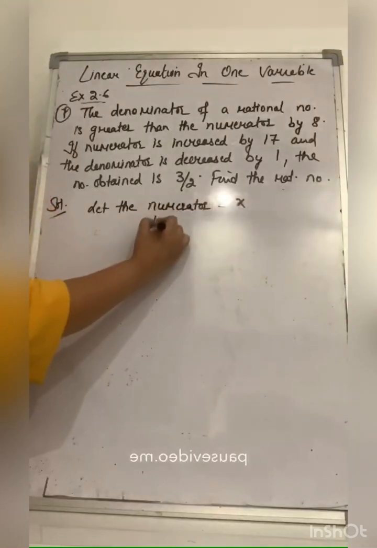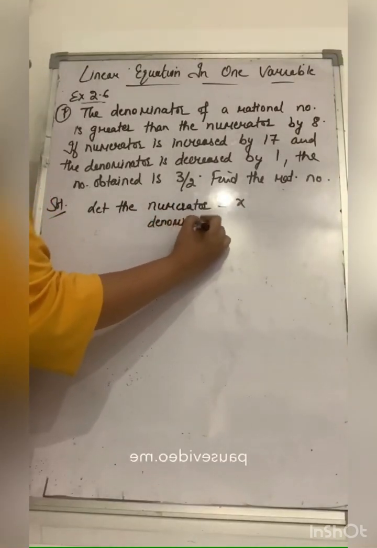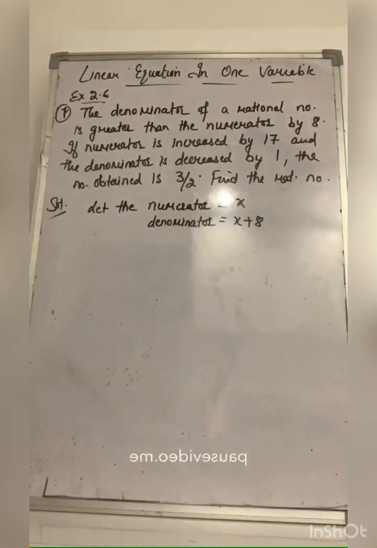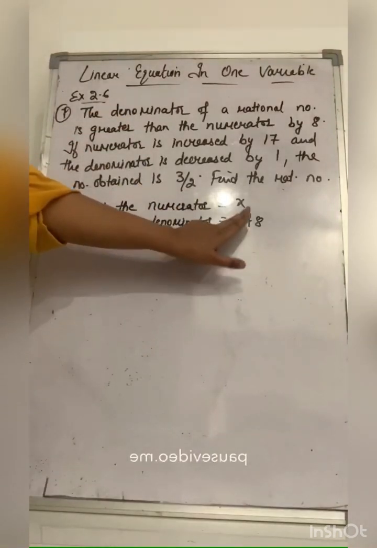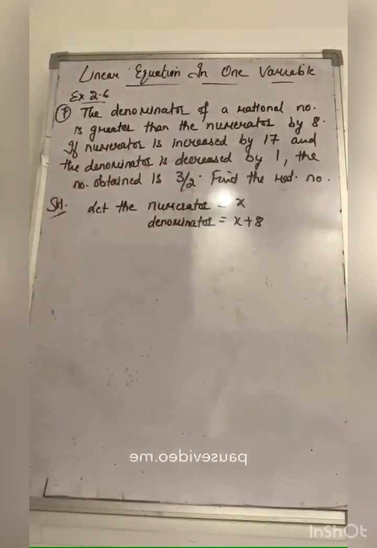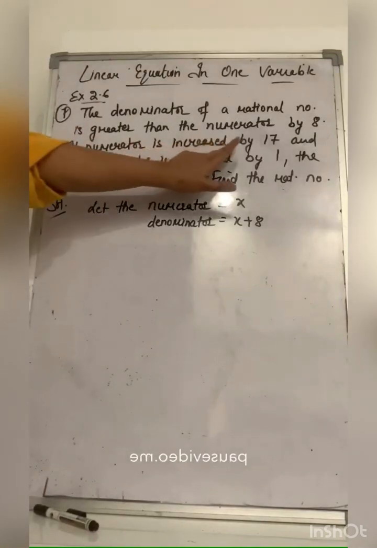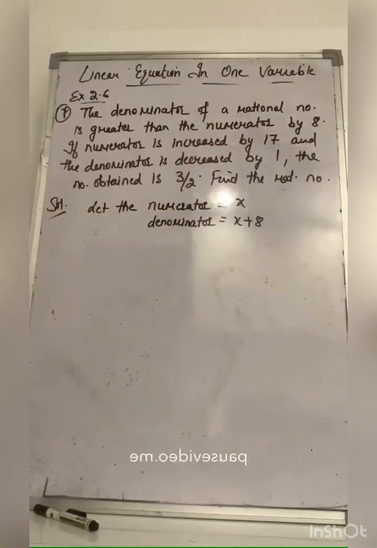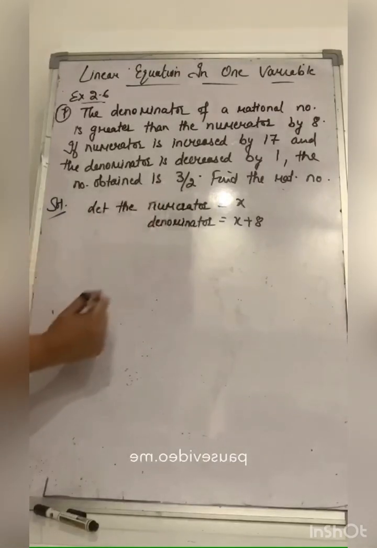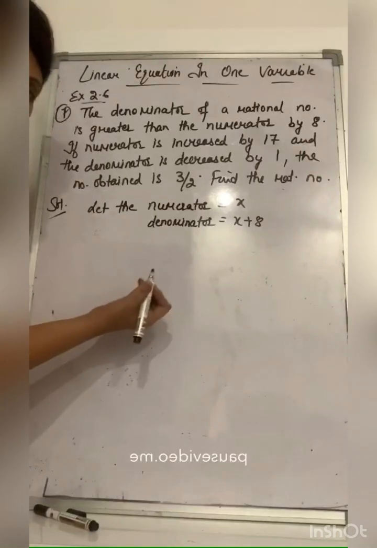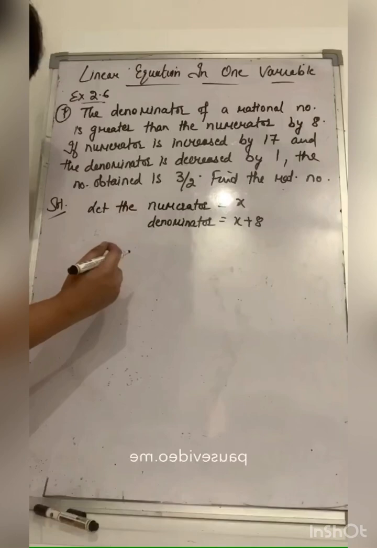So if the numerator is x, then the denominator is x plus 8. Right? The denominator is greater than the numerator by 8. So if the numerator is x, the denominator is x plus 8. Now what they are saying in the question, if numerator is increased by 17 and the denominator is decreased by 1, then the number obtained is 3 by 2. Now this is numerator and this is denominator. What will be the rational number? Rational number is what? It is numerator over denominator form.